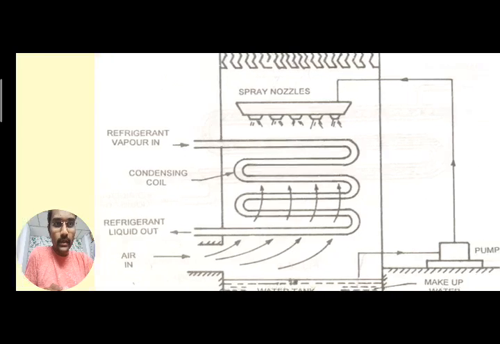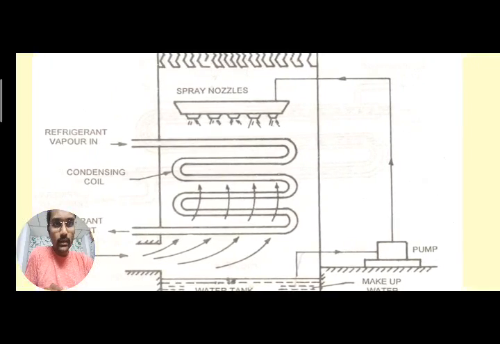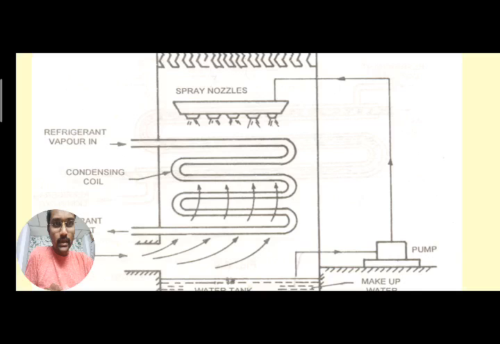Now if you observe here, spray type nozzles are there, and with the spray they are forming a thin film of water around the refrigerant tubes here. The refrigerant is flowing inside the tube, and the water is forming around the tube. A thin film of water is formed around that. Now what happens, heat exchange will take place between the refrigerant and the thin film of water, so the water will absorb the heat.